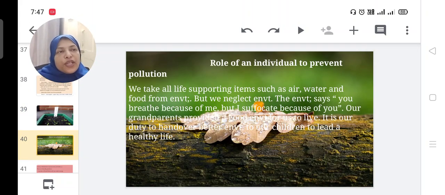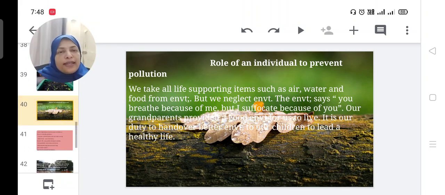Then the role of any individual to prevent pollution. We take all life supporting items such as air, water and food from the environment. But we neglect the environment. The environment says, you breathe because of me, but I suffocate because of you. Simply, we are taking oxygen from the environment, but what we return to the environment is only waste. So the environment is suffocating because of our activities. Our grandfathers provided a good environment for us to live. It is our duty to hand over a better environment to our children to lead a healthy life.